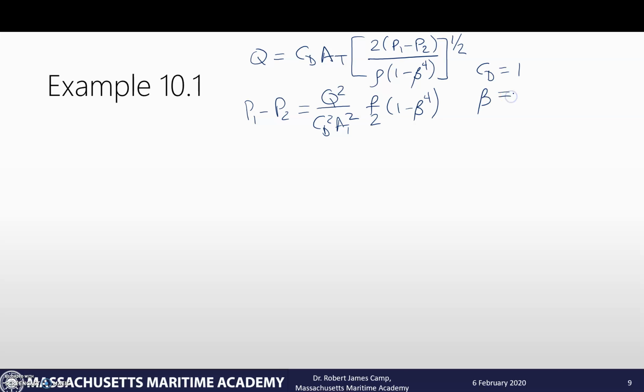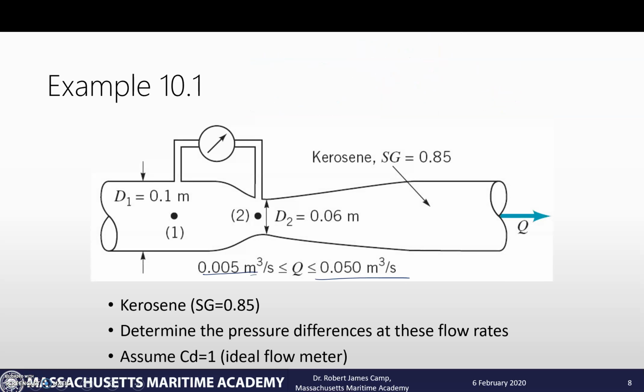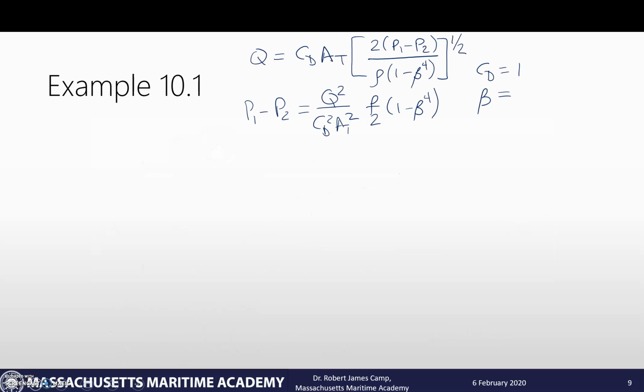So what's beta going to be? If we go back to this picture, beta is D2 over D1, 0.06 meters divided by 0.1 meters. Once we do that, that'll give us 0.6, a dimensionless parameter.